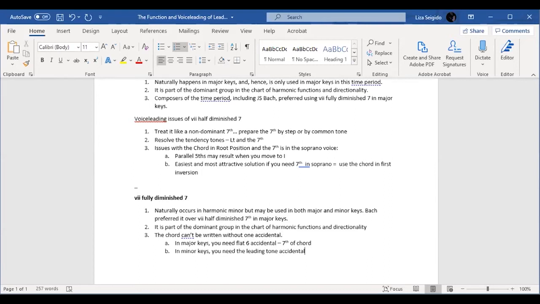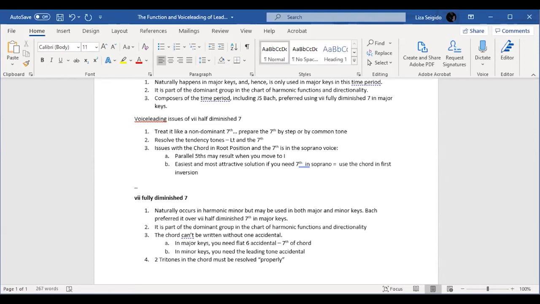Okay. Point number three, the chord can't be written without one accidental. In major keys, you need the flat six accidental, which creates the seventh of the chord. And in minor keys, you need the leading tone accidentals. Okay, point number four. All right, this is about the two tritones. And again, I put properly in quotations because, in the context of this music, this is the proper resolution for this sonority.